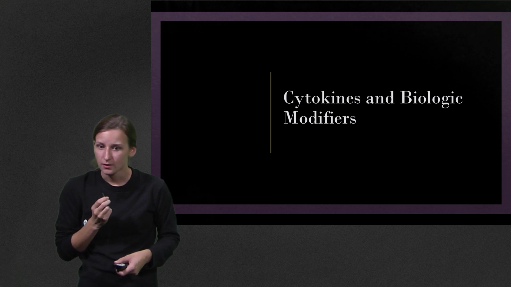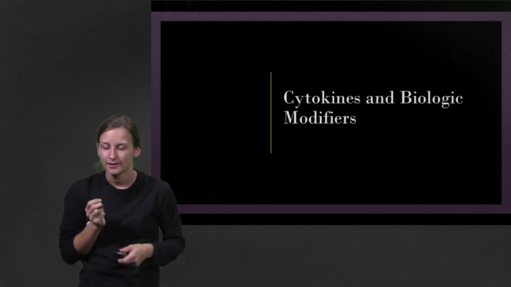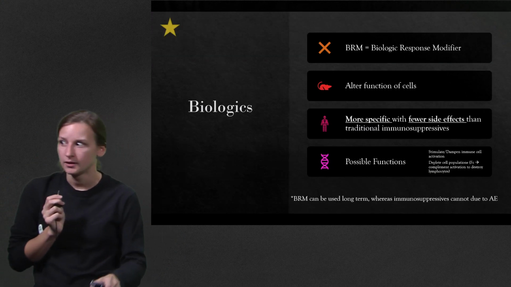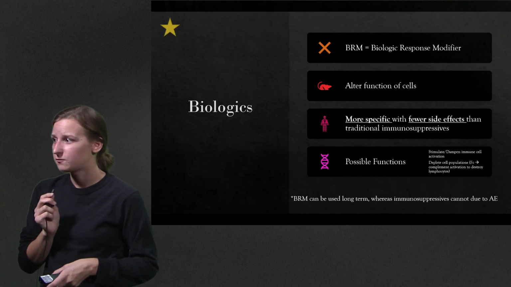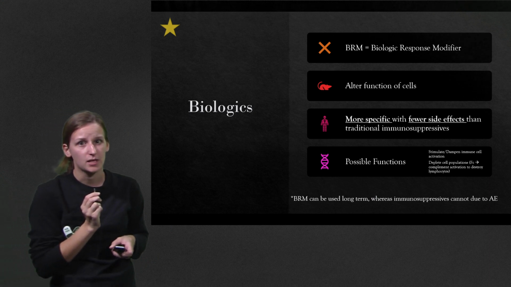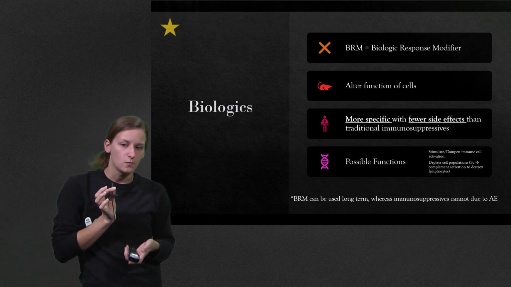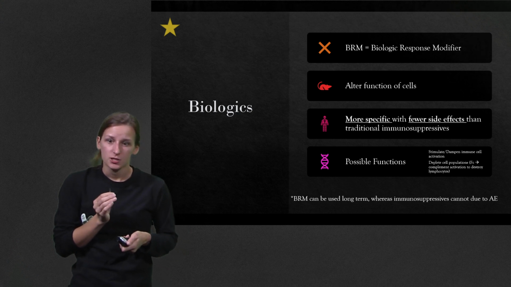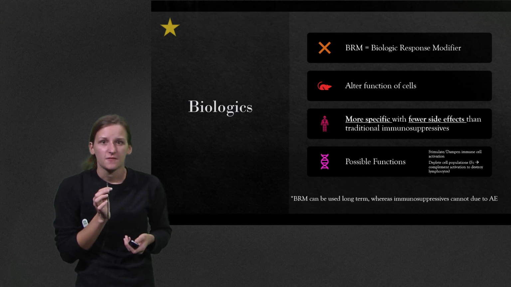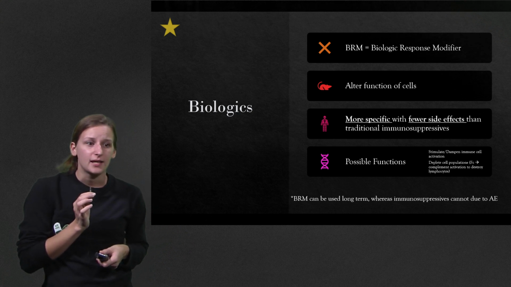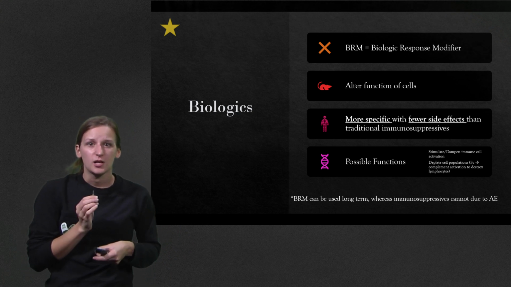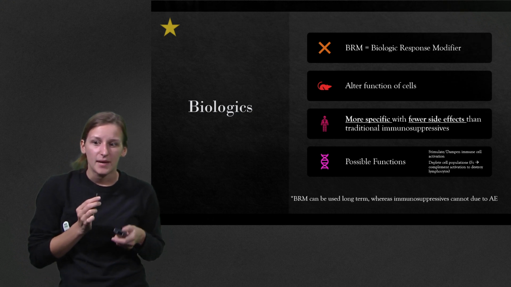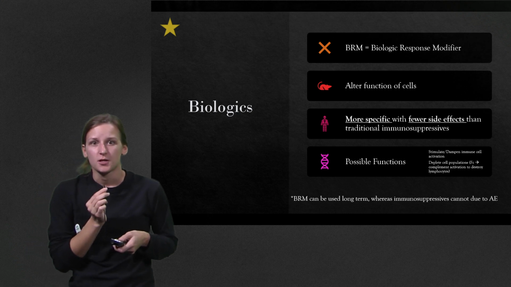All right, so I think we're already halfway through. I'm getting through this really quick. Cytokines and biologic modifiers. So this one is just all about the different forms of specialized medicine that we can use to treat either autoimmune diseases or other kinds of conditions. A biologic response modifier will basically alter the function of cells. It's very specialized to where you can change the function of a helper cell. You can maybe block cytokine production. It's very interesting. The benefit of a biologic is that it's more specific with fewer side effects.